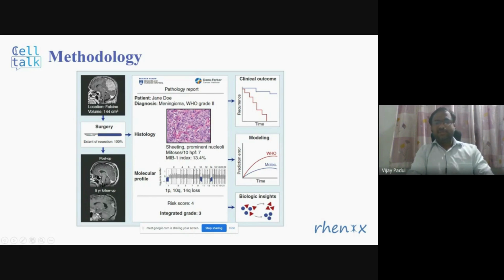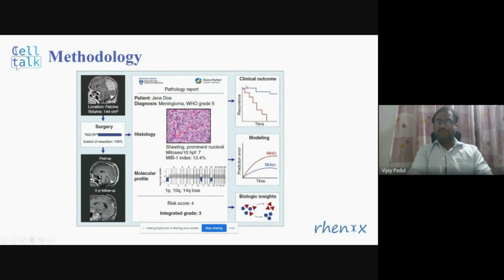This shows a histopathological image, and depending upon its features, it has been assigned a histopathological grade, and that is WHO grade 2. And molecular profiling of that particular tumor was also carried out, and different molecular characteristics, that is 1p loss, then chromosome 10 loss and chromosome 14q loss. So these characteristics were identified, and then this was analyzed.